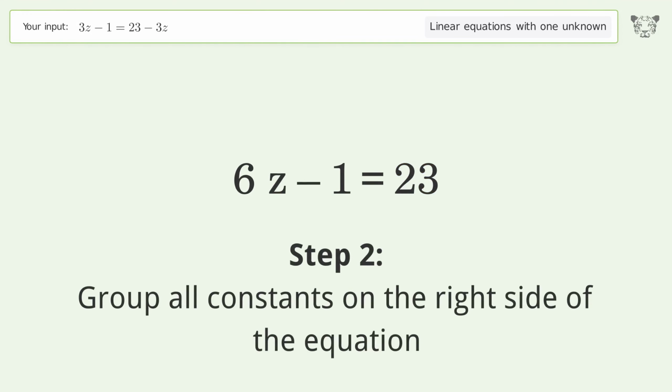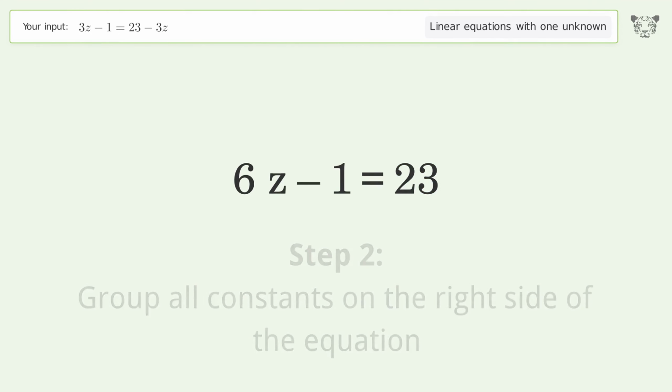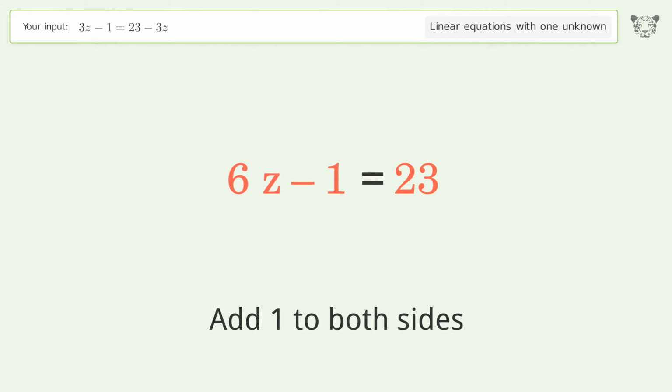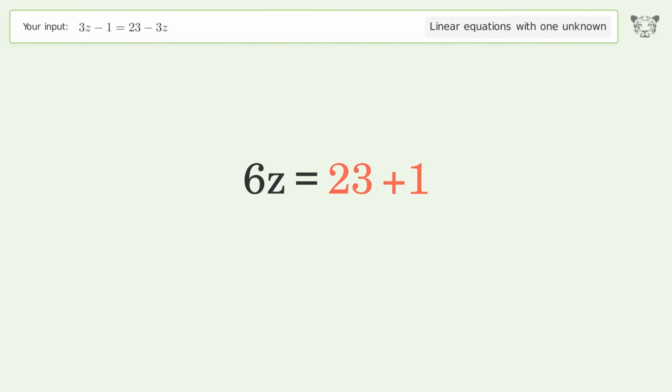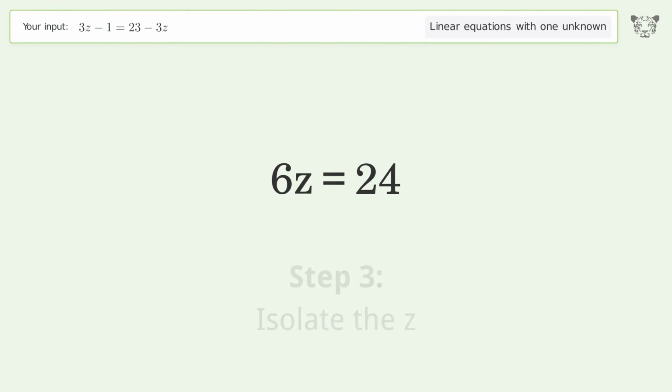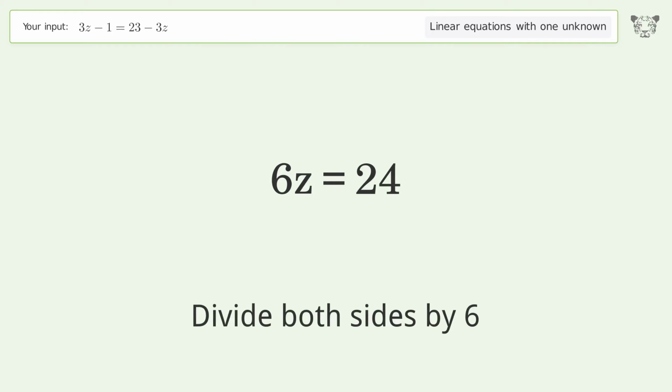Group all constants on the right side of the equation. Add 1 to both sides. Simplify the arithmetic. Isolate the z. Divide both sides by 6.